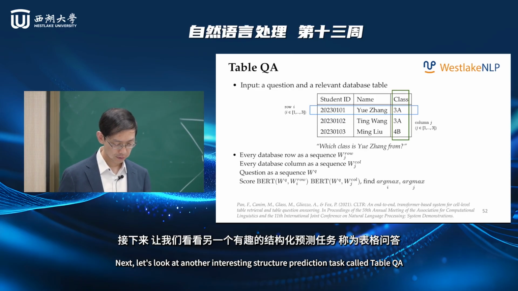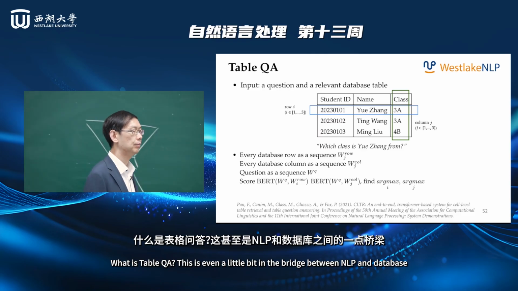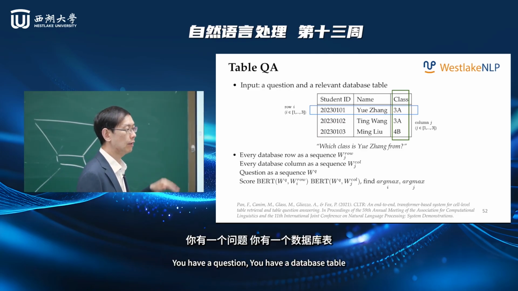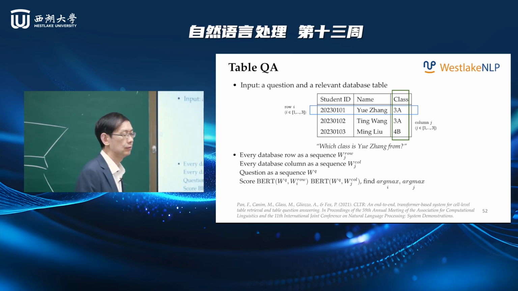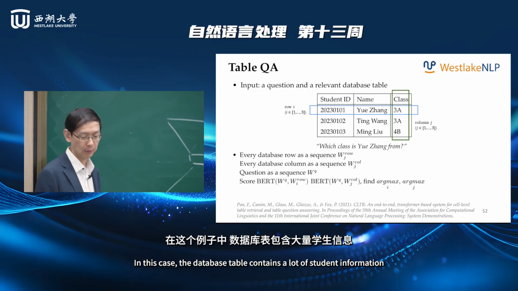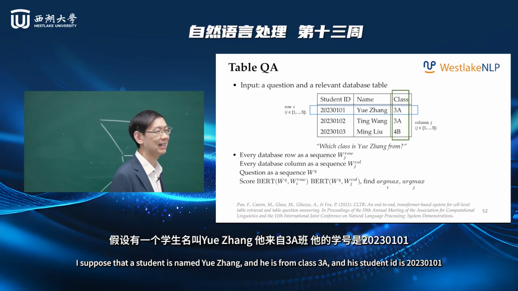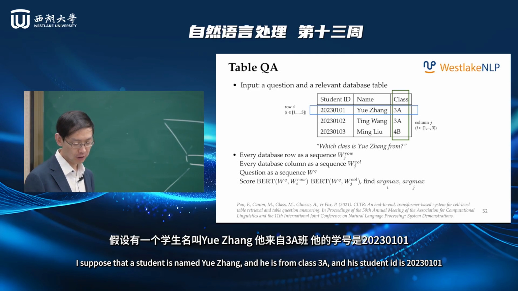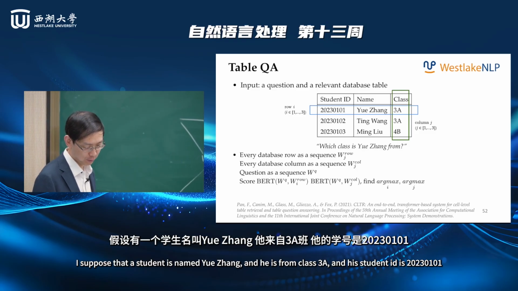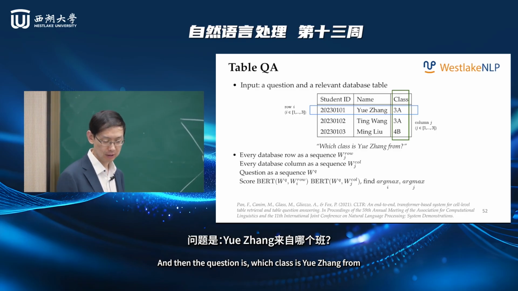Next, let's look at another interesting structure prediction task called table QA. What is table QA? This is even a little bit in the bridge between NLP and database. So you have a question. You have a database table. Okay? In this case, the database table contains a lot of student information. And suppose that a student is named Yue Zhang. Okay? And he is from class 1A. And his student ID is 2023-0101. Okay? And then the question is, which class is Yue Zhang from?